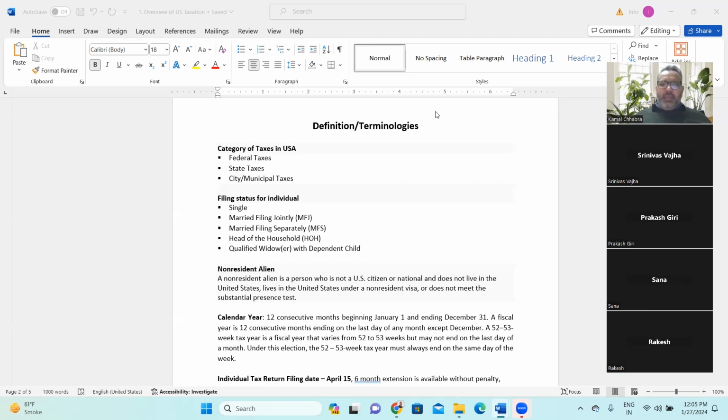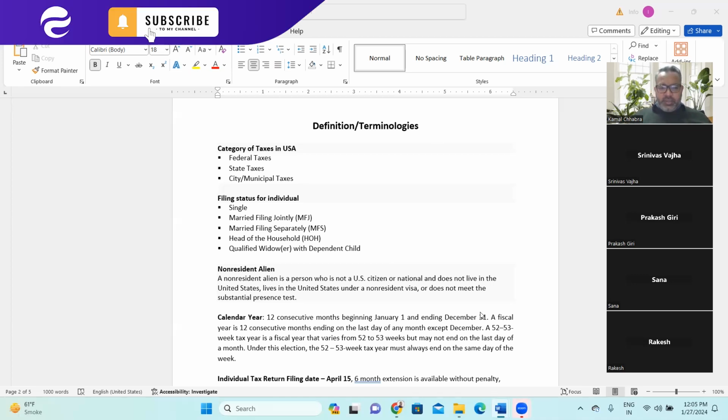That person can claim the head of the household position, right, Rakesh? Yes, sir. You have already mentioned the third paragraph on the non-resident alien. Yes, we'll be discussing more about their category as well, because we see a lot of Indians are there.